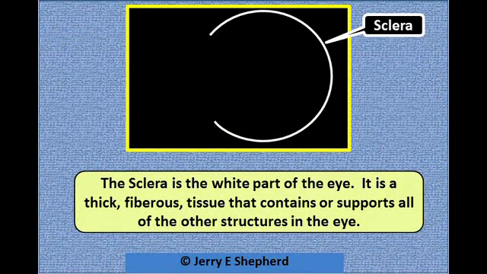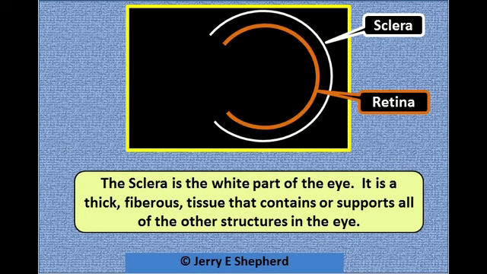The sclera is the white part of the eye. It is a thick, fibrous tissue that contains or supports all of the other structures in the eye. The retina contains specialized cells called rods and cones that convert light falling on the retina to nerve impulses that are passed to the brain and interpreted as the visual image we see as an internal map of our environment.